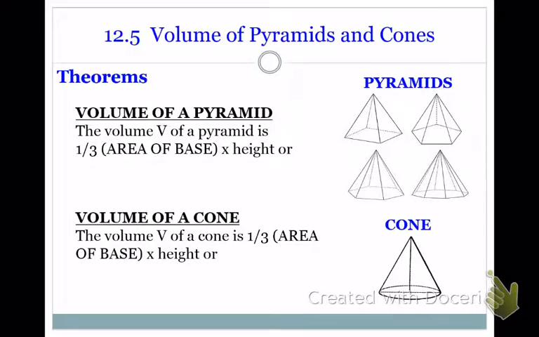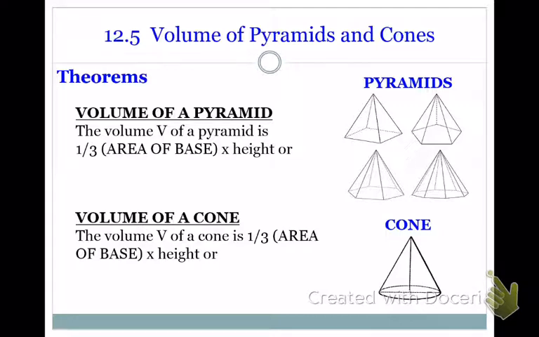All right, now we're going to cover 12.5, volume of pyramids and cones. All right, the volume of a pyramid. It's the same as a prism with the same base, only you're going to multiply it times a third.